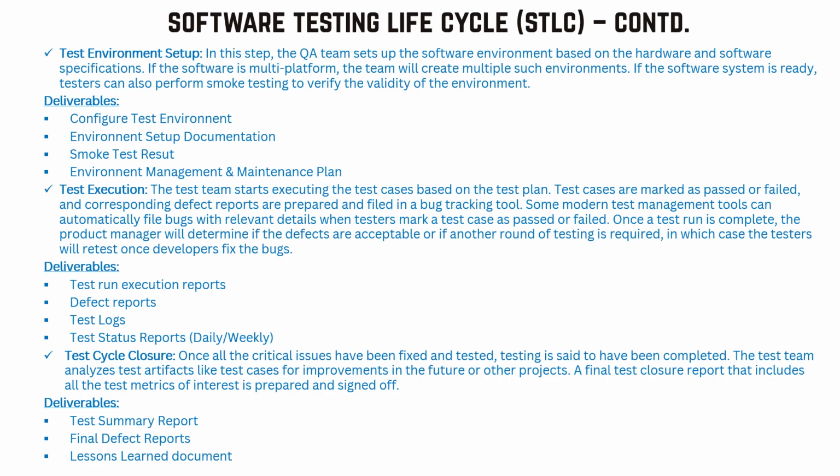Now the last step is called test cycle closure, or test closure activity. Once all the critical issues encountered or identified as part of test execution have been fixed and tested, testing is said to be completed. The test team analyzes test artifacts like test cases for improvement in future projects or future releases. A final test closure report that includes all the test metrics of interest is prepared and signed off with the customer. What are the key deliverables from the test closure phase? The test summary report, final defect report, and lessons learned document.